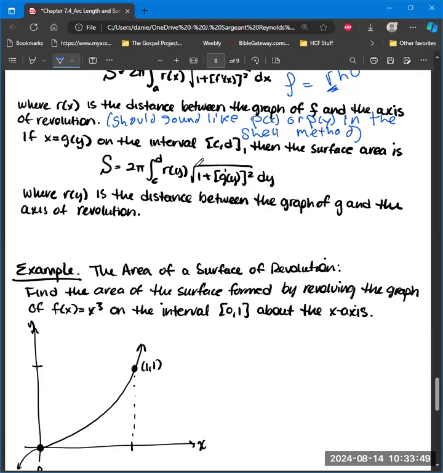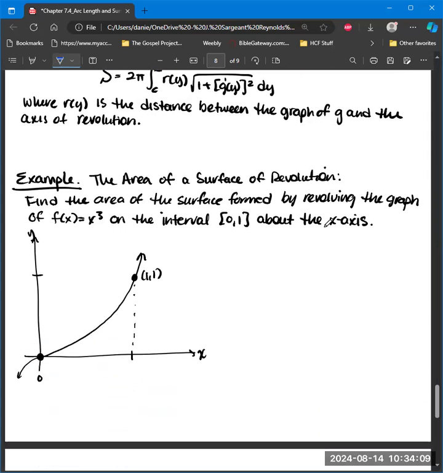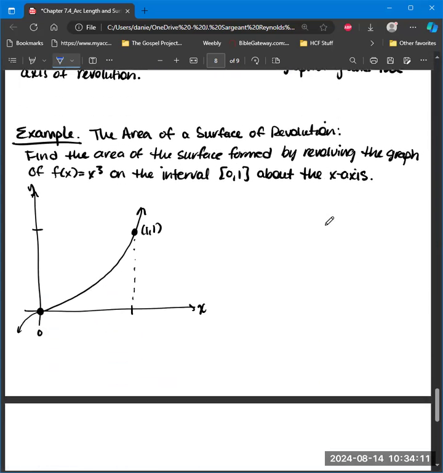So we have r of y is the distance between the graph and the axis of revolution here. If we write this in terms of y's instead, 2 pi from c to d, r of y, square root of 1 plus g prime of y squared dy. We can change this all up in terms of x equals g of y there. It's the same formula.